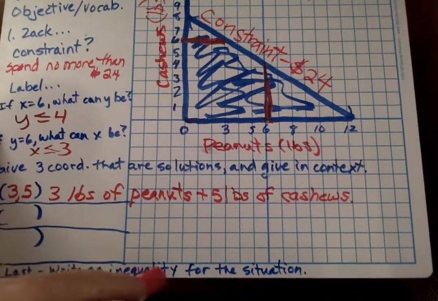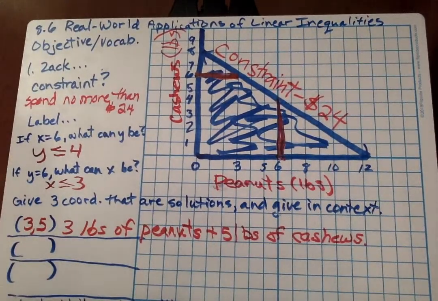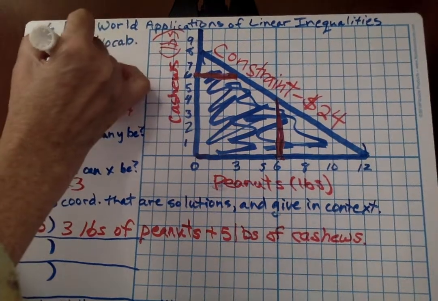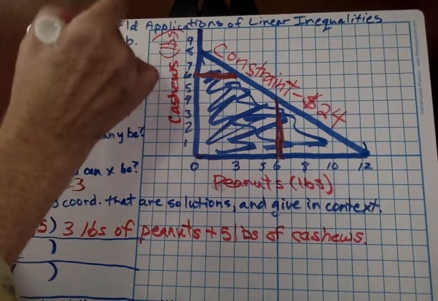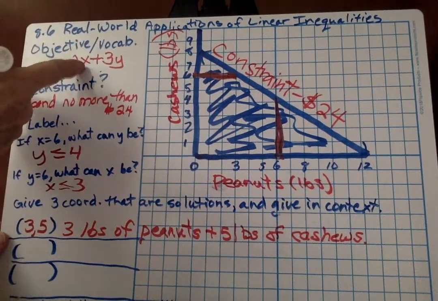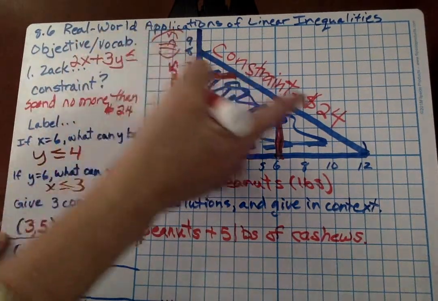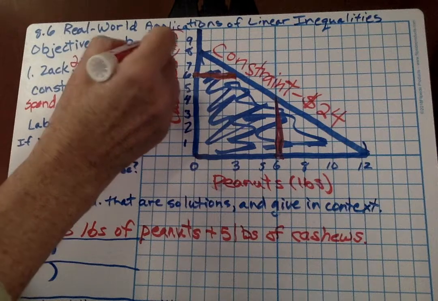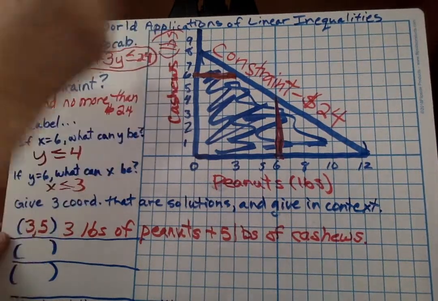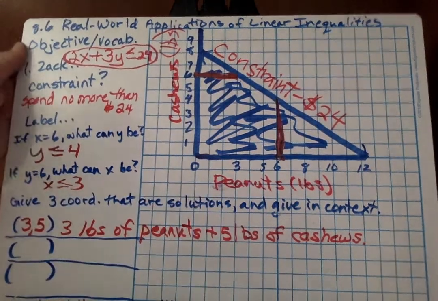I also need to write an inequality for this situation. And I'm going to go back up to the beginning where it says he's buying peanuts and cashews. Peanuts is X. So I'm going to say 2X plus 3Y, because it's $2 per pound of peanuts, plus $3 per pound of cashews, has to be less than or equal to our constraint, $24. So that's what you can write down at the very bottom right there. Okay, we'll go ahead and go on to number 2. Again, you fill in the next 2 spots right there.